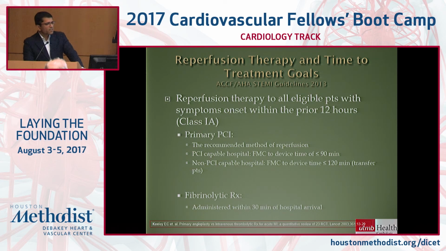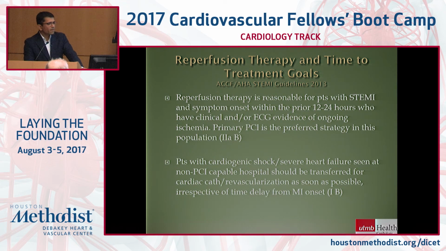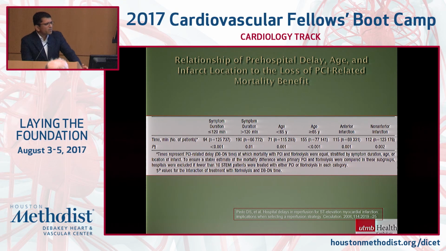So this slide just gives you the guideline-recommended treatment goals. First medical contact to device time of less than 90 minutes, or less than 120 minutes if the patient is arriving at a non-PCI capable hospital. Reperfusion therapy should be considered in patients who have symptom onset between 12 to 24 hours. It's a class 2A recommendation. In cardiogenic shock, patients should all be considered for transfer to a PCI capable hospital for revascularization, a class 1 recommendation. The benefit of PCI over fibrinolytic therapy depends on symptom onset, duration of symptoms, patient's age, and location of myocardial infarction. Particularly more important are age and symptom onset.